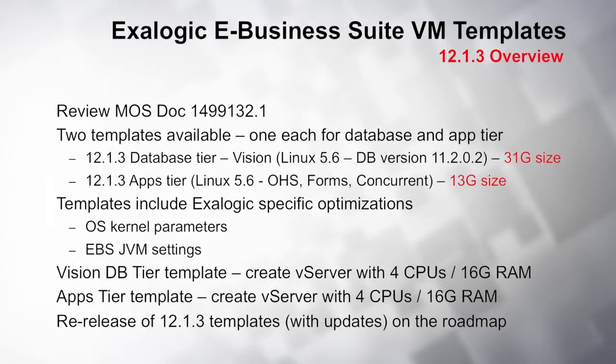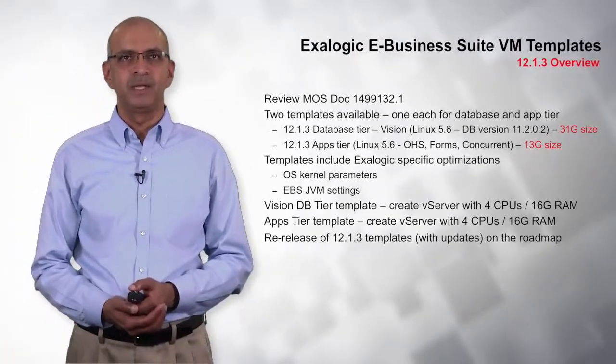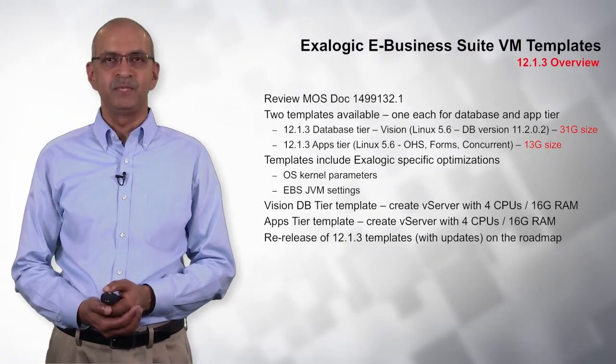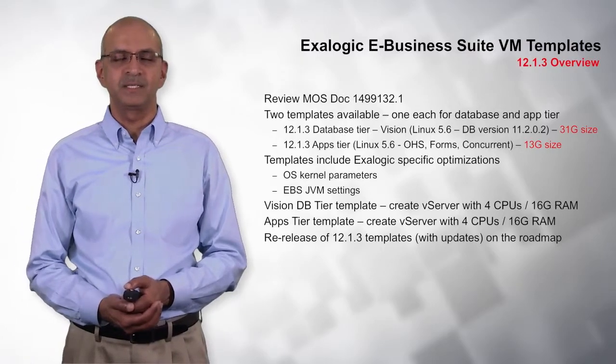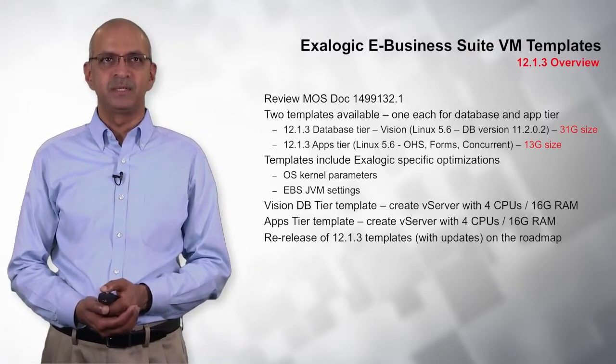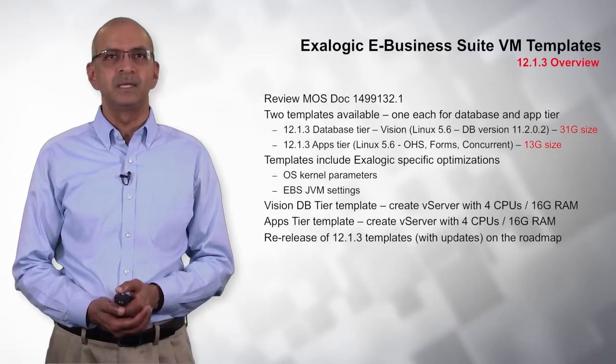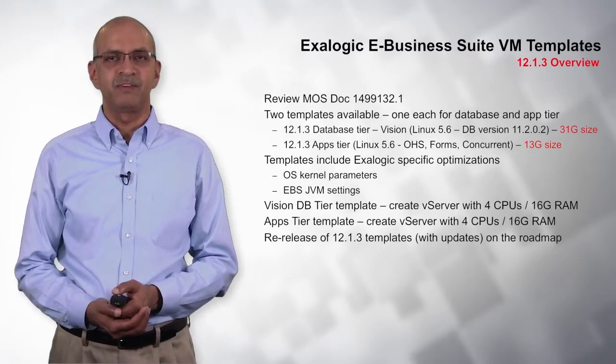So for 12.1.3 templates, all of the steps are in MOS Doc 1499132.1. There are two templates available, one for the database tier and one for the application tier. The database tier template is a Vision template, which is about 31 gig in size, and it's based on a Linux 5.6 image. The application tier template is about 13 gig in size, and it is also based on a Linux 5.6 image.